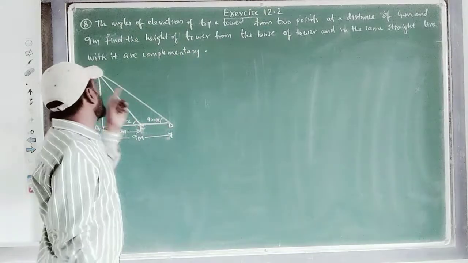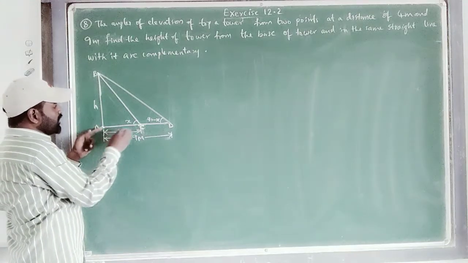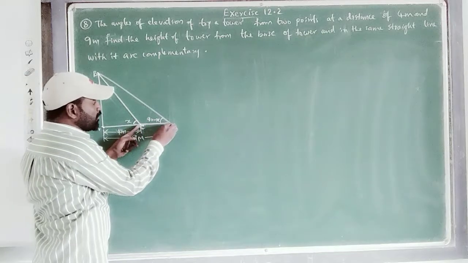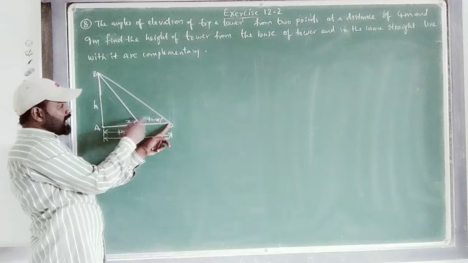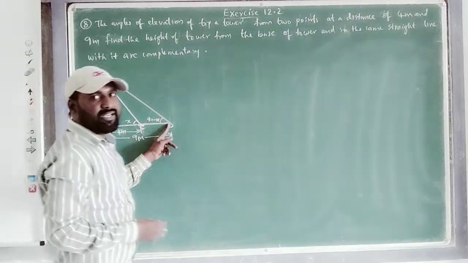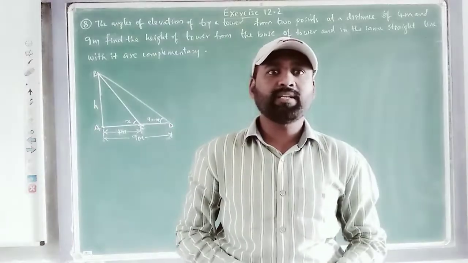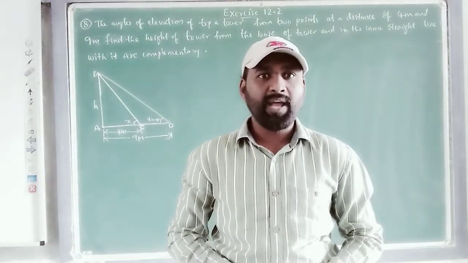If you observe the top of the tower here, this is the foot of the tower. If you observe from point C, the angle, and if you observe from point D, the angle, both are different, and the sum of these two angles is 90 degrees. What is meant by complementary angles? The two angles whose sum is equal to 90 degrees are known as complementary angles.